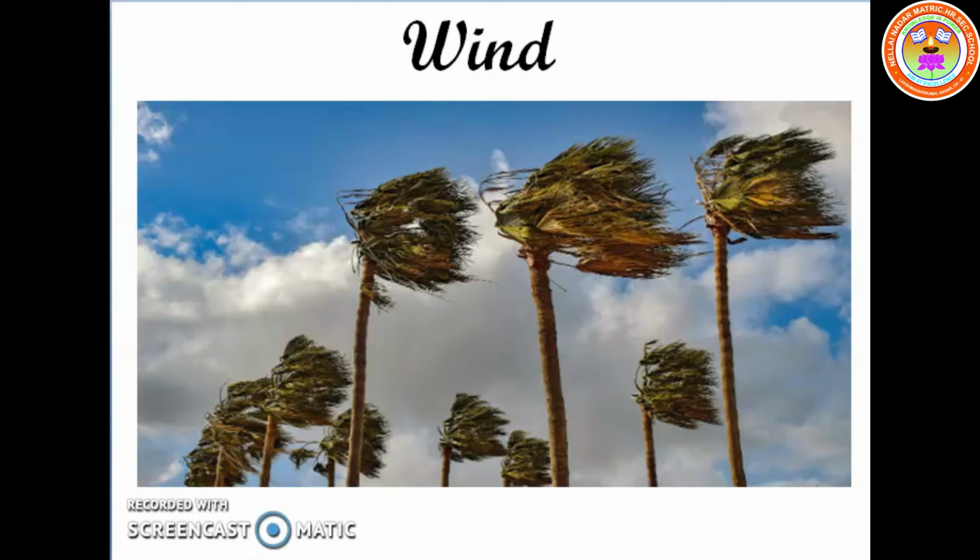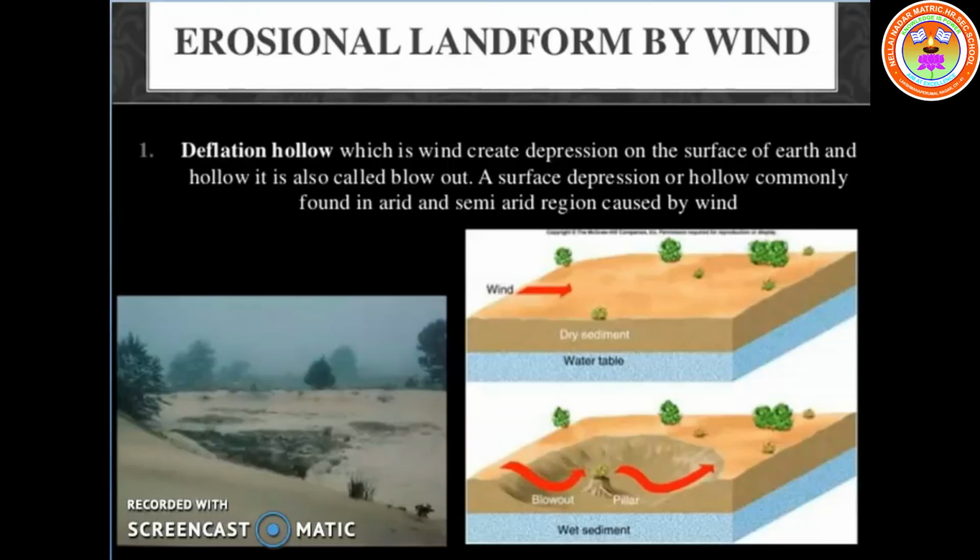The erosional, transportational, and depositional action of wind is predominant in the arid region, that is in the desert region. This is also called aeolian process. Wind action is common in the desert areas. The erosional landforms of wind. The major erosional landforms of wind are mushroom rocks, inselberg, Jordans.